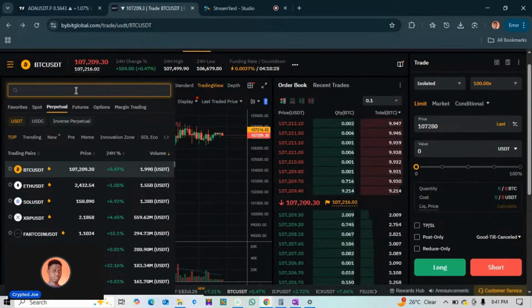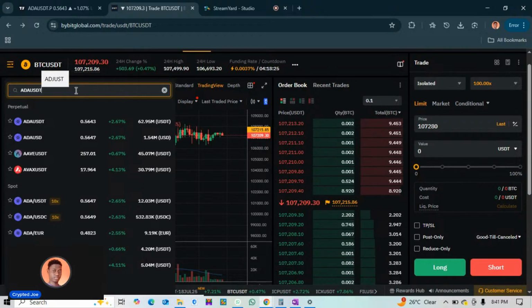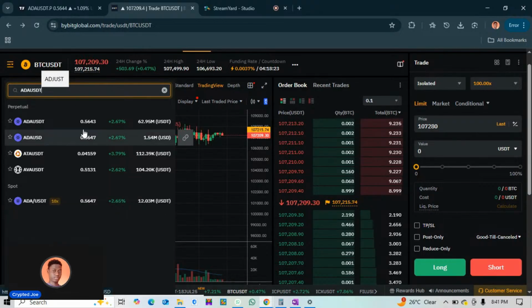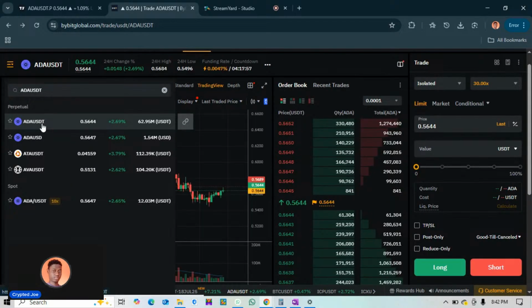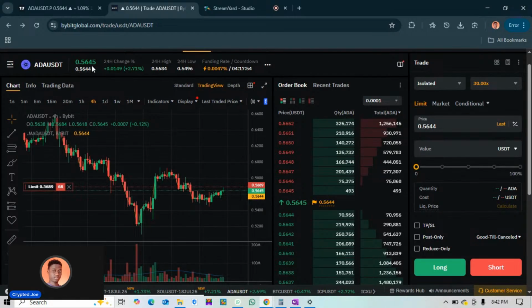This is ADA USDT. Now on your laptop, you see two sections, perpetual and spot. Make sure you choose the one in perpetual. Then on your mobile phone, make sure you see USDT perpetual below the coin, not spot. USDT perpetual. Then you click on it. So for this example, it is ADA USDT under the perpetual section, so I'll click on it. I'm not taking the signal by BTC and Cardano or other.